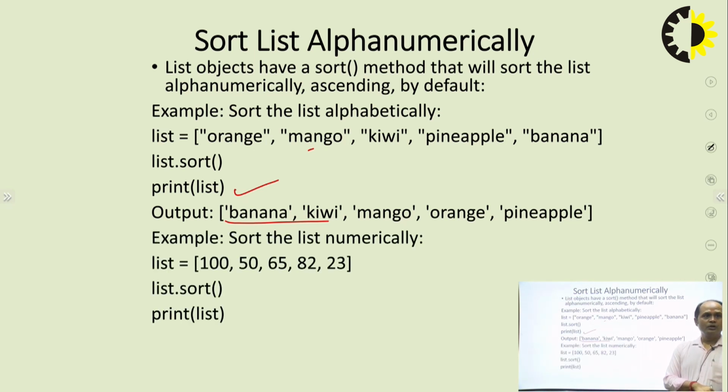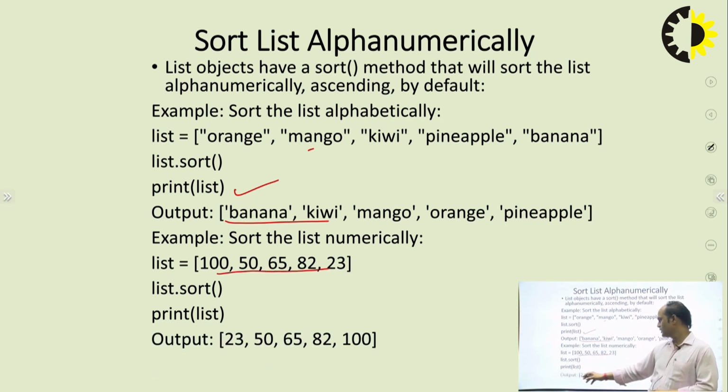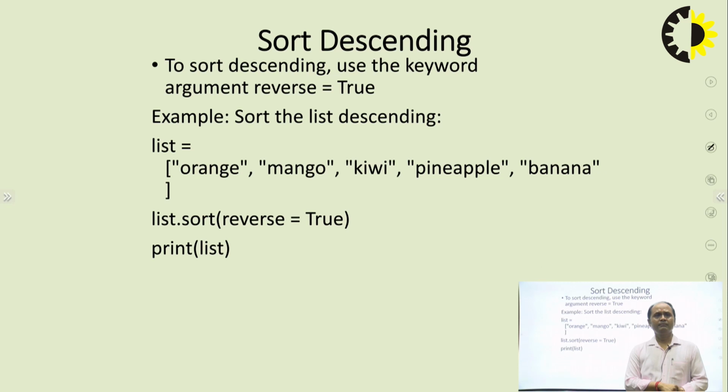You can sort the numbers by using the sort method. Suppose we have a list, and these are the integer values, and list dot sort. So what is the output? 23, 50, 65, 82 and 100. That will be the output of this particular method. So sort can be used for sorting purposes.